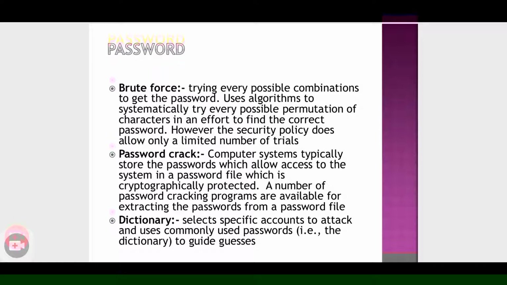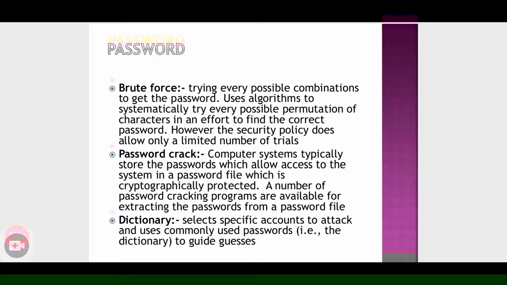The second password attack is password crack. A computer system typically stores the passwords which allow access to the system in a password file, which is cryptographically protected. A number of password cracking programs are available for extracting the passwords from a password file. That means for a system, we can store a number of passwords in a particular file. That is a password file. We can crack that password file by using some of the password cracking programs. That is actually an active attack.